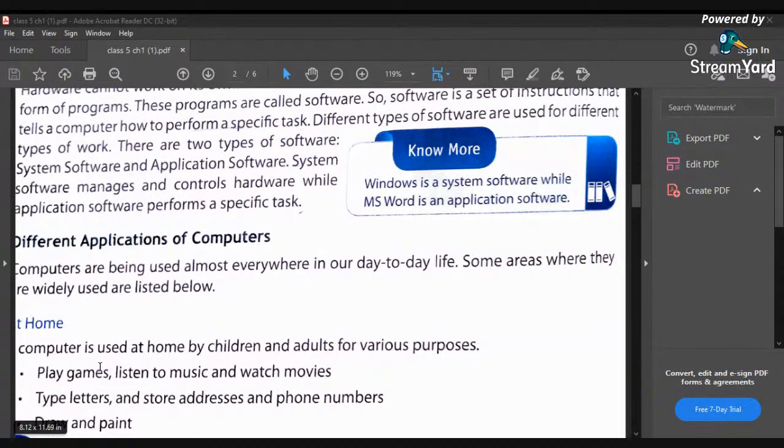So students, everywhere we can use these computers because it is one of the parts of our life. Now we discuss the use of the computer at home.